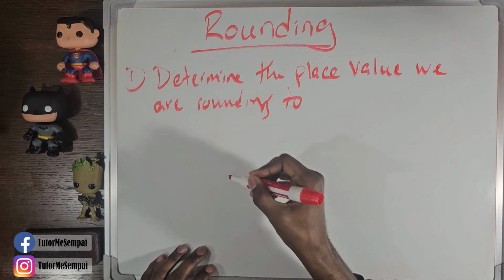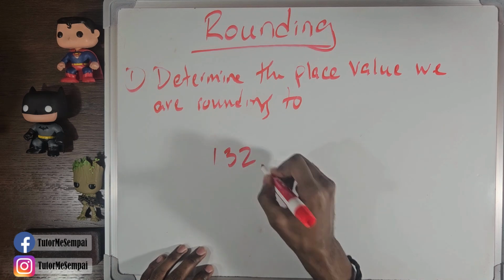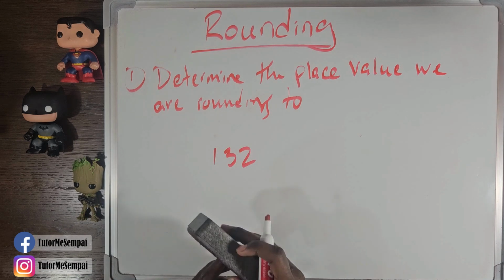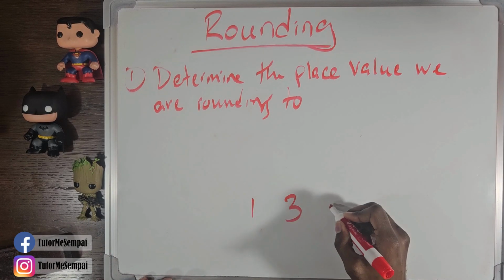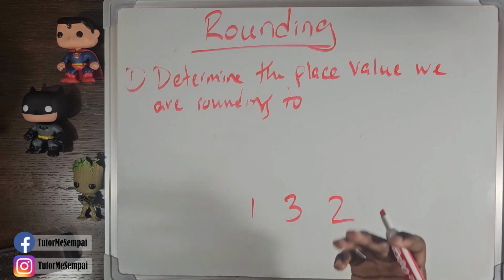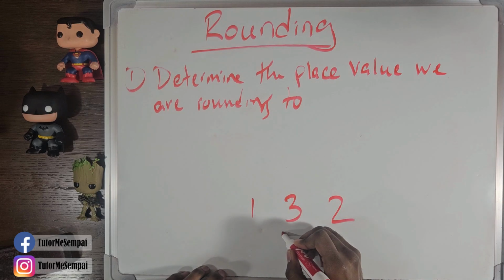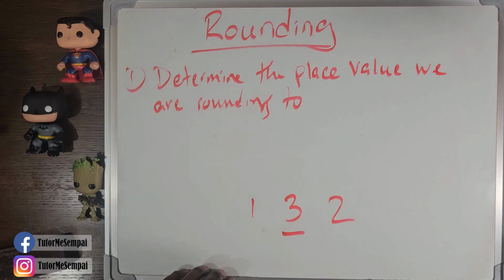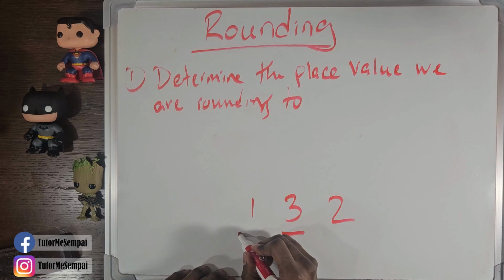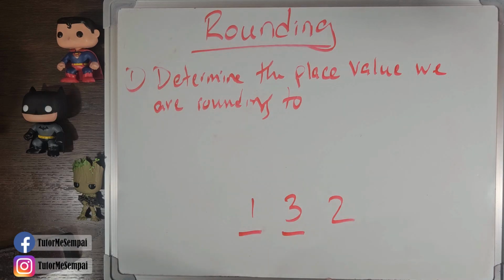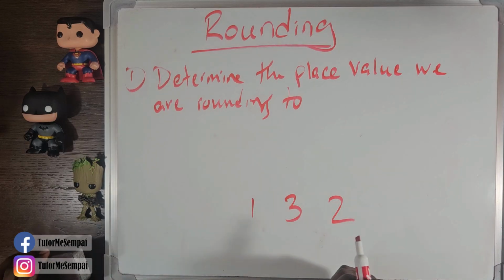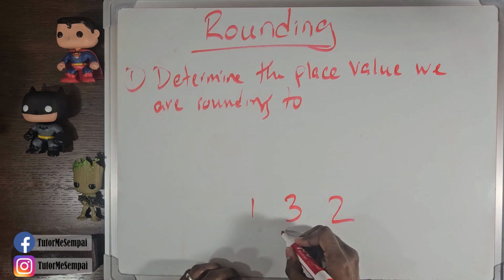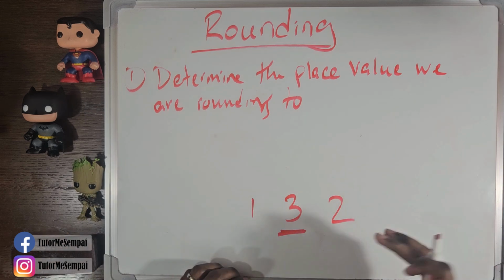So let's say we have 132. This is our number. And we want to round this to, let's say, the tens place. Well, that's going to look pretty different than rounding to the hundreds place. They're going to look very, very different. So we have to know which one we're shooting for. We can't just say round this number. So we're going to round this to the tens place, the nearest 10.